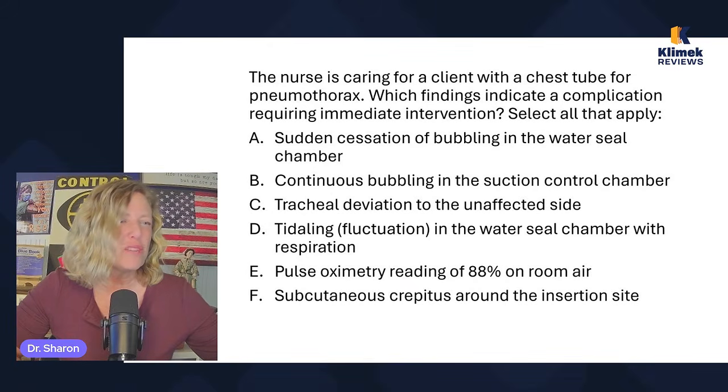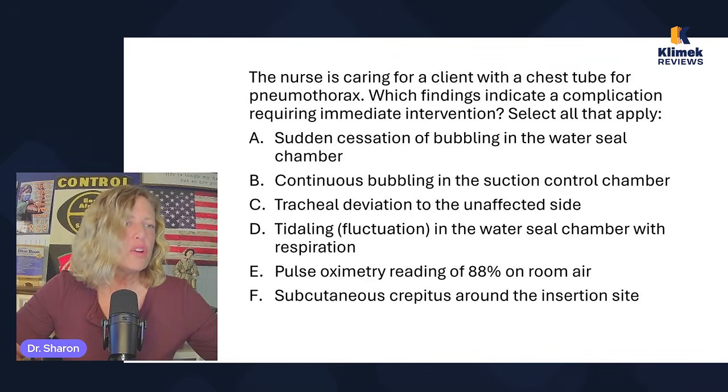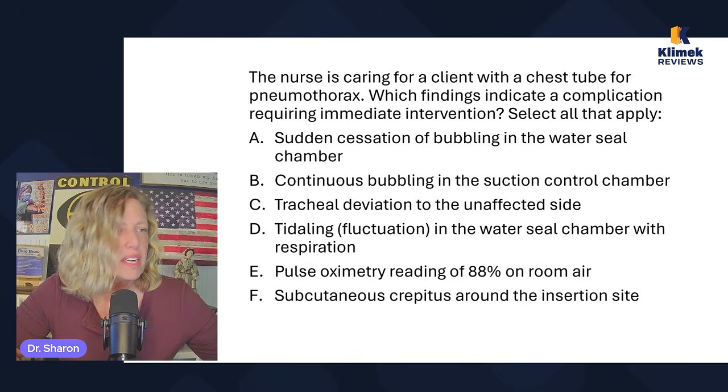The nurse is caring for a client with a chest tube for pneumothorax. Which findings indicate a complication requiring immediate intervention? Select all that apply. So you don't have to identify the well, actually you do. Let's read the answers. Sudden cessation of bubbling in the water-sealed chamber, continuous bubbling in the suction control chamber, tracheal deviation to the unaffected side, tidling or fluctuation in the water seal chamber with respiration, pulse oximetry reading of 88% on room air, subcutaneous crepitus around the insertion site.